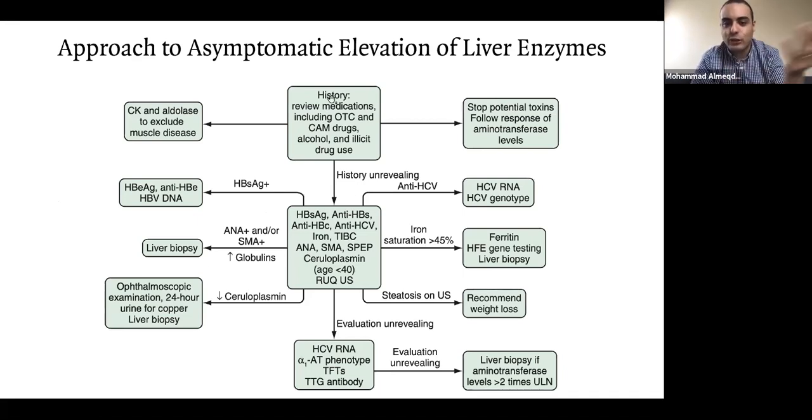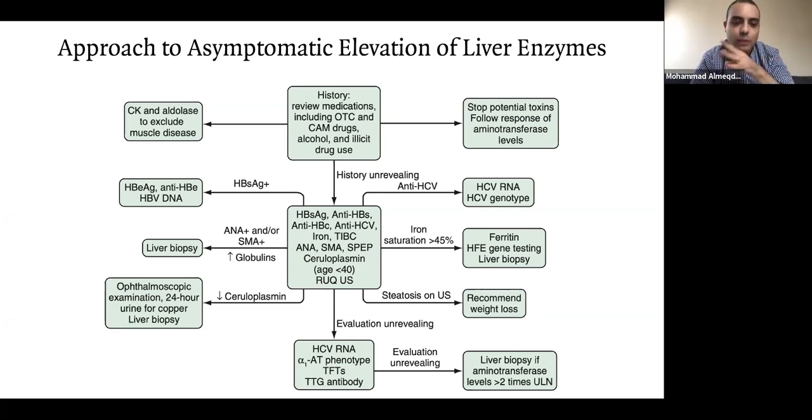First you take a history, you look at alcohol, over-the-counter drugs, all that stuff. You check CPK and aldolase to exclude muscle disease, you exclude toxins, and see what happens. But then you send all these tests. You're going to send the hepatitis A, B, C serologies, iron, TIBC and maybe ferritin, ANA and SMA for autoimmune hepatitis, SPEP for autoimmune hepatitis and amyloidosis. You send ceruloplasmin for Wilson's if the age is less than 40, and you do a right upper quadrant sono with Dopplers to check for portal vein and hepatic vein patency.